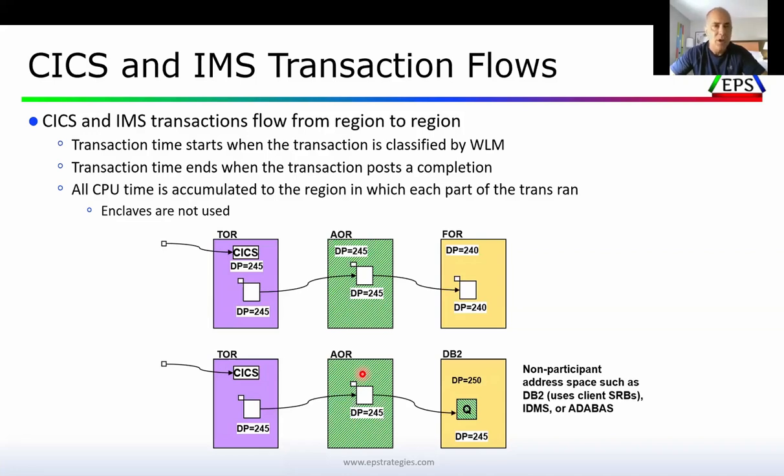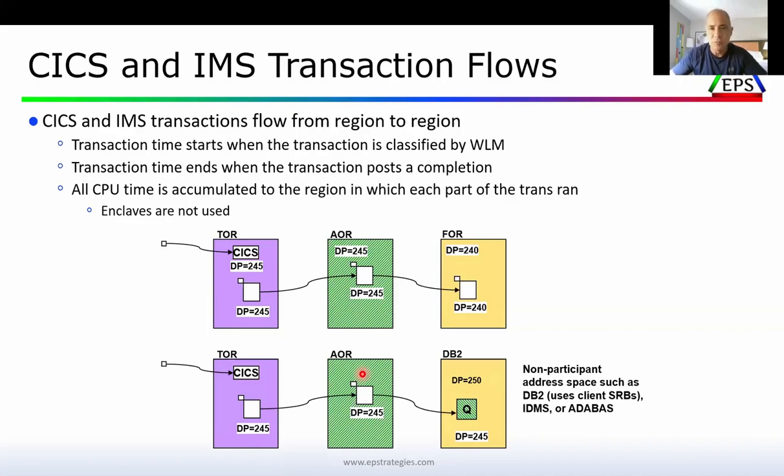And that is because, first of all, from a velocity goal point of view, we need to be able to sample the transactions using delay states. But again, we don't know that because all we know is that the transaction is starting, the transaction's ending, and we know the address space it's accumulated in, but we don't know the CPU time away from the address space. It's part of the address space's CPU time. So we can only use response time goals. We can't use velocity goals.